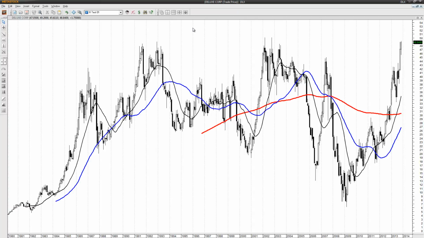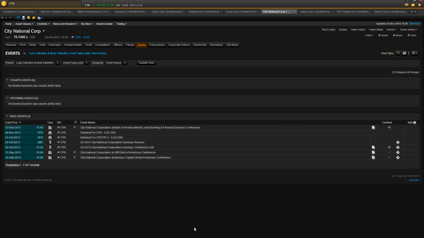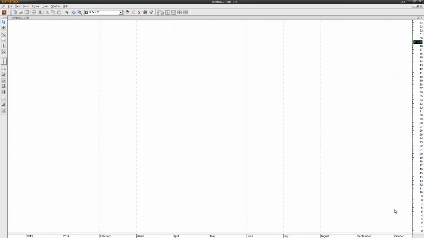Next chart is Deluxe Corporation, DLX. Got this as the highest. It is $50.13. That's where I put in my level. Check for earnings for Deluxe. No earnings coming up in the near future.